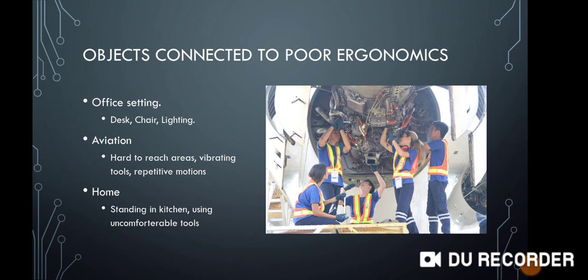And then poor ergonomics can also happen at home, where you're standing in the kitchen for too long, in the garage for too long, and using uncomfortable tools. There are tools being made with handles that are much better for performing tasks, including handles for anything that may require a lot of effort to open something.